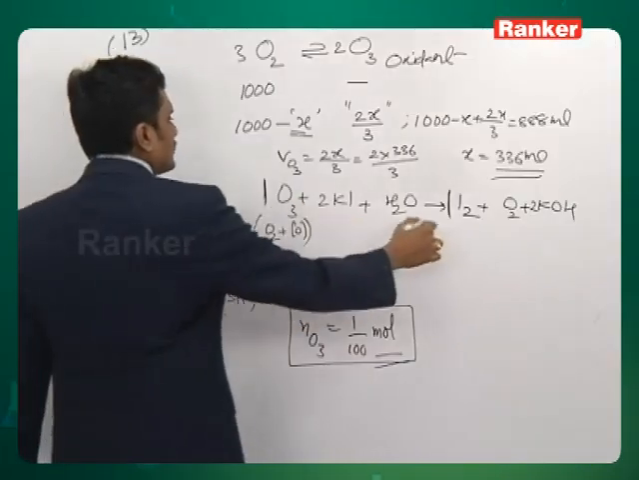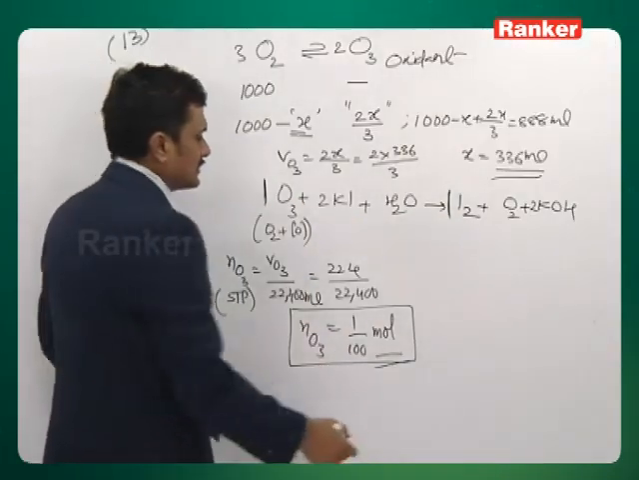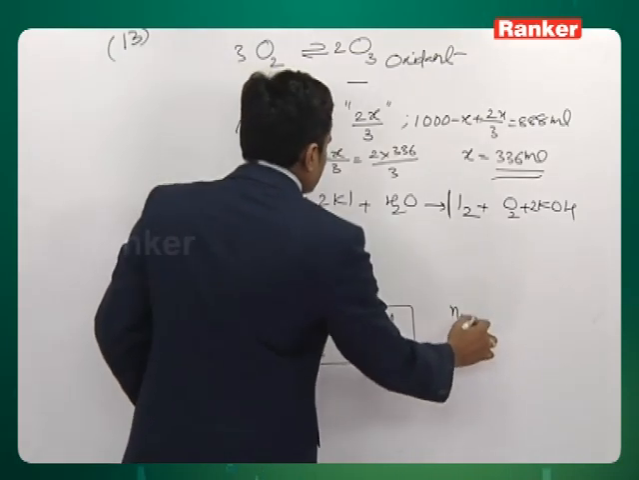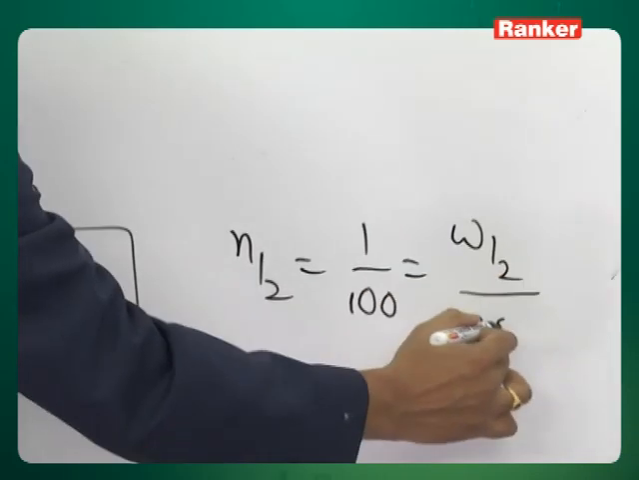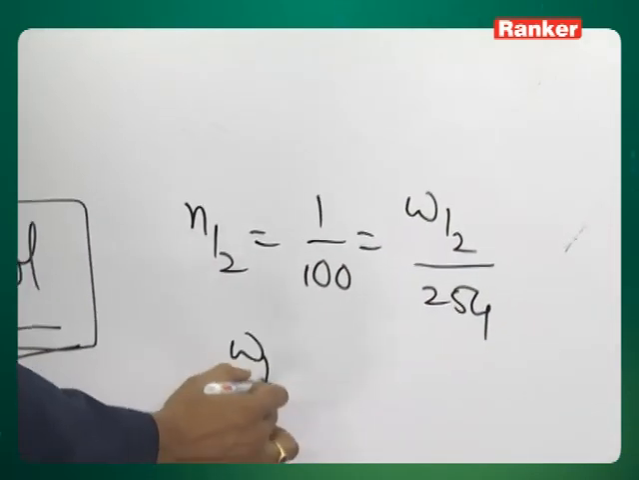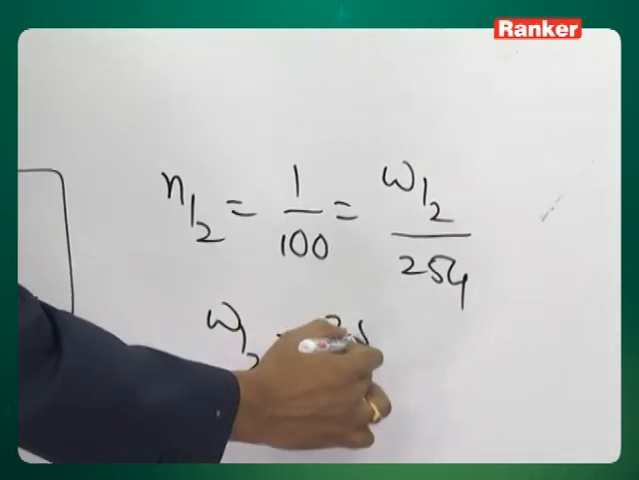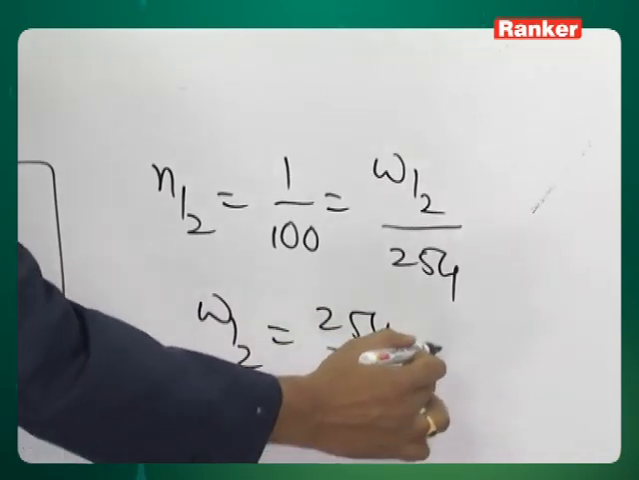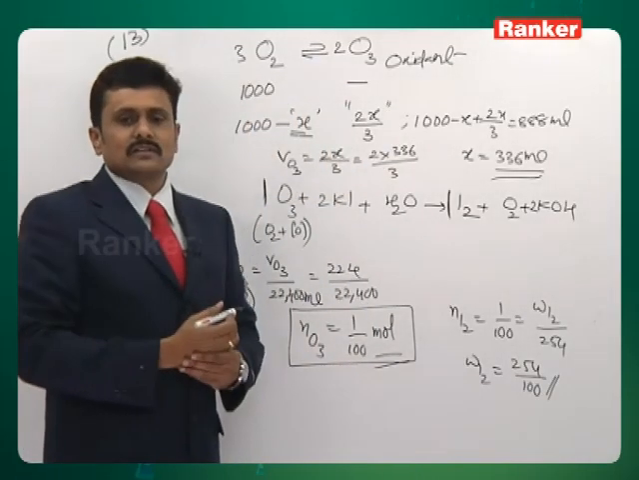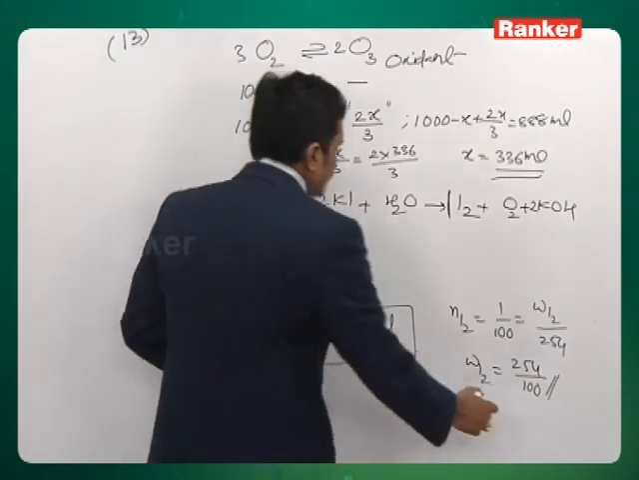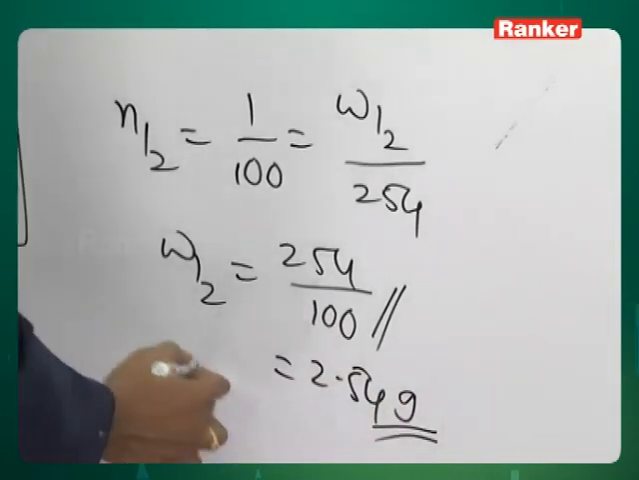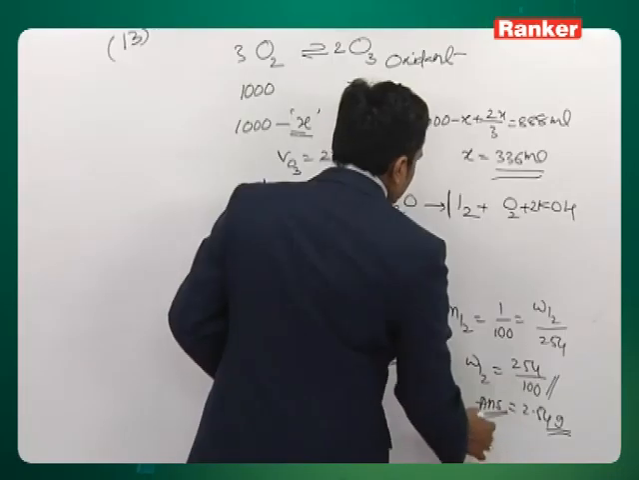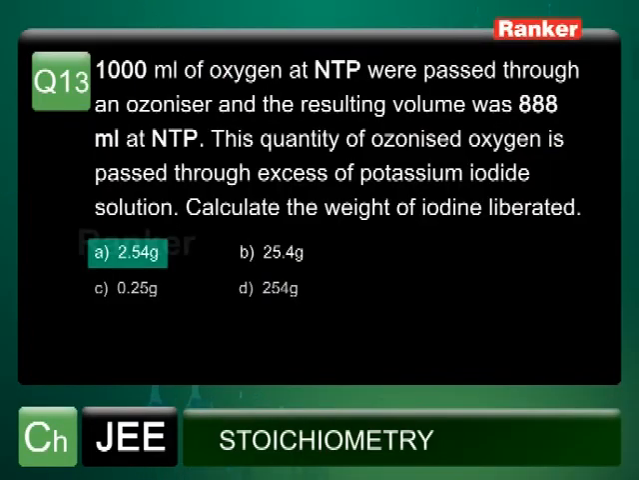And for every 1 mole you are getting 1 mole of iodine, hence I will be expecting the formation of the same number of moles in case of I2 also, which can be written as weight upon the molecular weight. Now when you simplify this, you will be getting the weight of I2 obtained is 2.54 gram. So the answer for this question is 2.54 gram, that is option A.